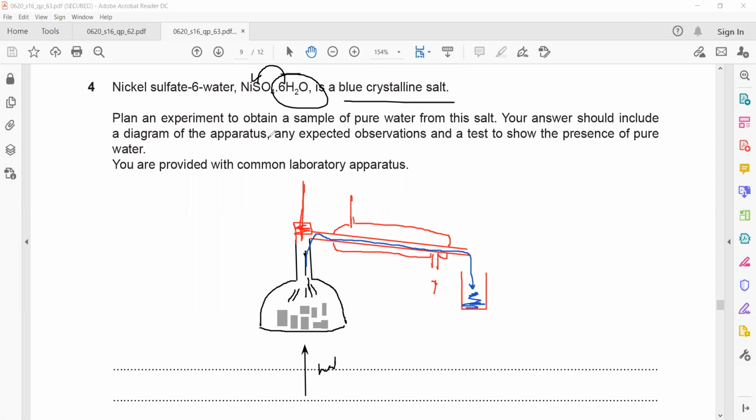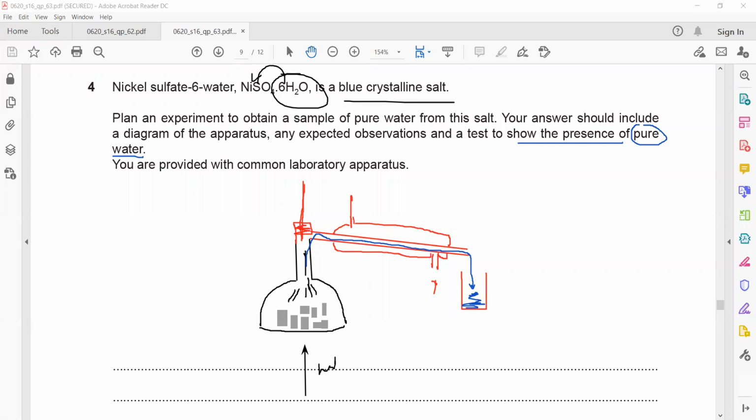And what is the test for the pure water? How can you check pure water? You can test with the boiling point, because they are not saying presence of the water, they're saying show the presence of pure water. So if you want to test pure water, the only way is to check the boiling point. But if they say show the presence of water, then you can use anhydrous copper sulfate or anhydrous cobalt chloride.